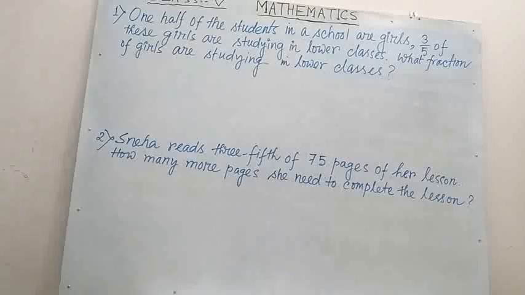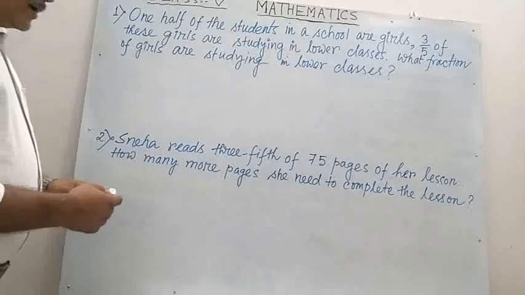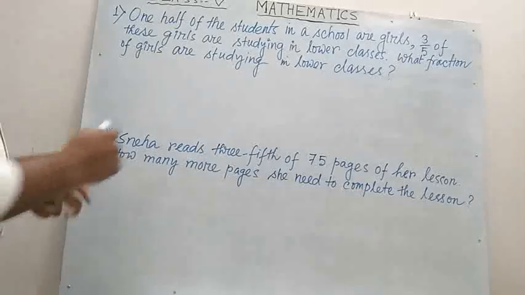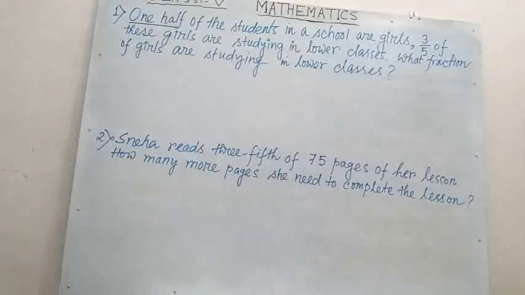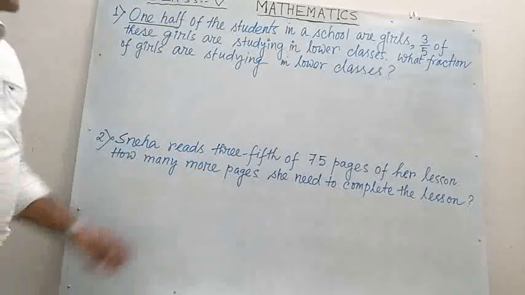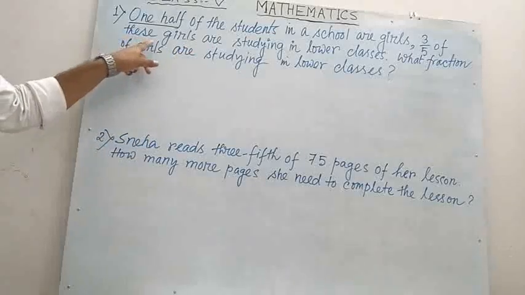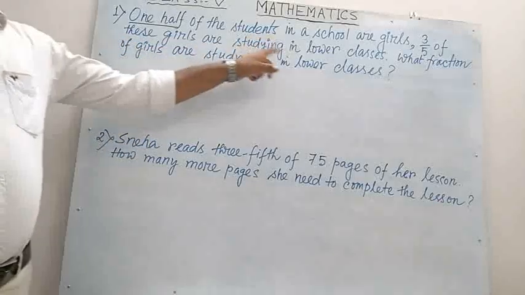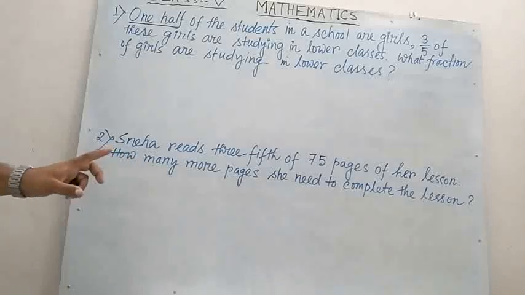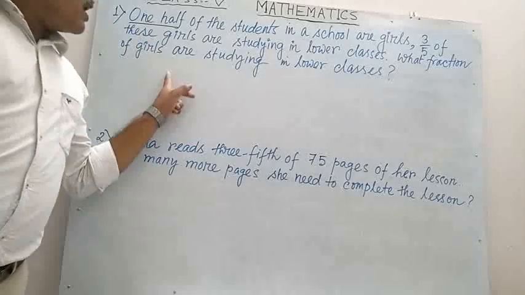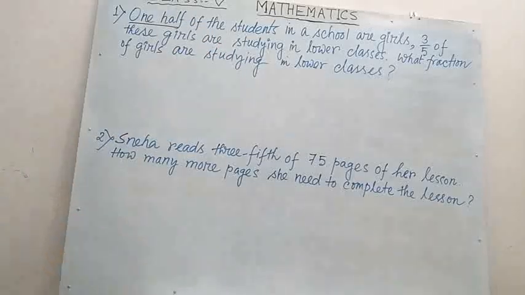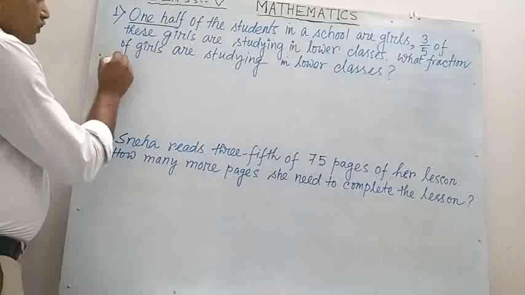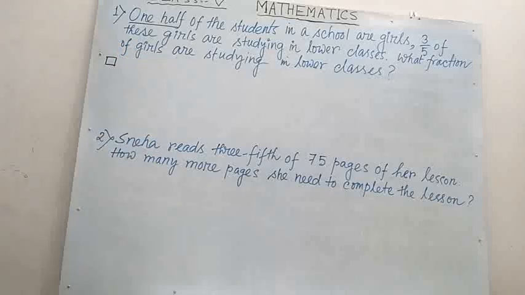So read the problem again. One half of the students in a school are girls. 3/5 of these girls are studying in lower classes. What fraction of girls are studying in lower classes? So, how can we do that?